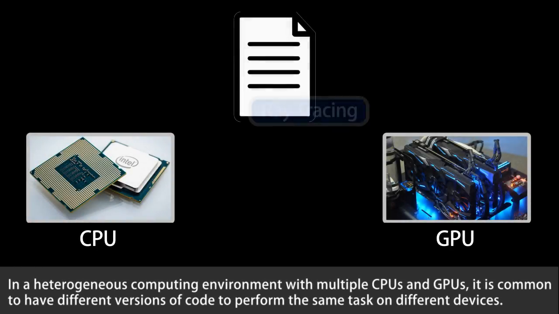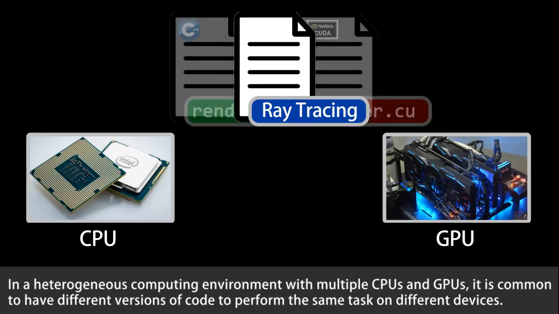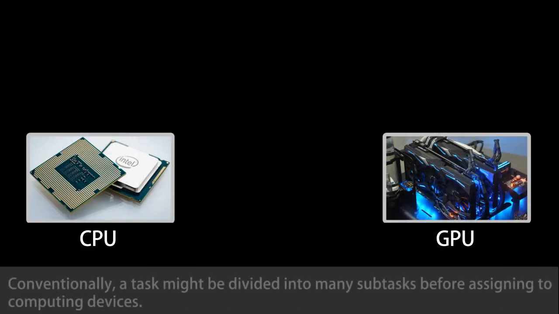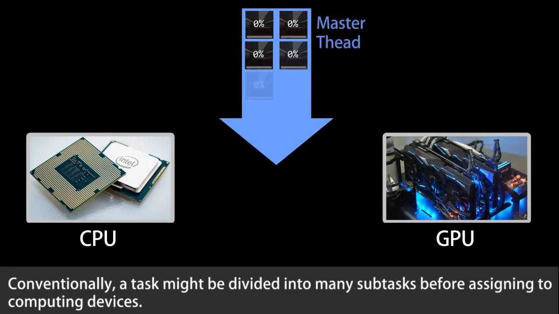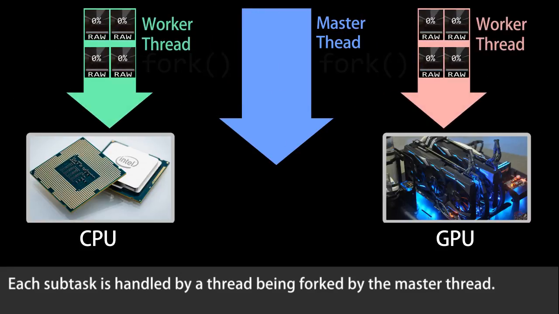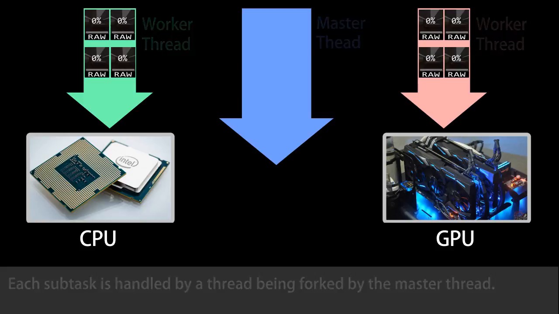In a heterogeneous computing environment with multiple CPUs and GPUs, it is common to have different versions of code to perform the same task on different devices. Conventionally, a task might be divided into many subtasks before assigning to computing devices. Each subtask is handled by a thread being forked by the master thread.